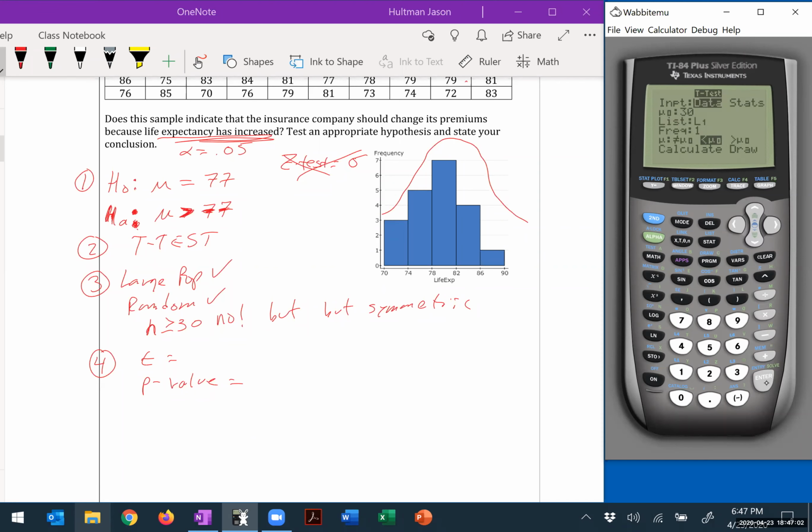What I'm going to want to do is plug in all of this data into L1. So I'm going to go stat, edit, and I want to edit L1 here. I'm going to go up and clear it. Do you have a question? Okay, sure, sounds good. I'll do that afterward. So I clear this L1 and then I'm going to put in my values.